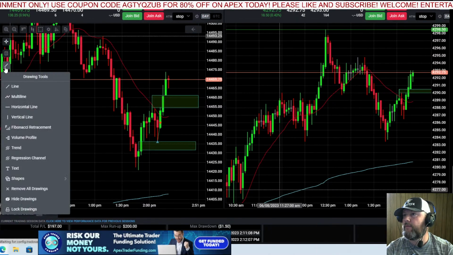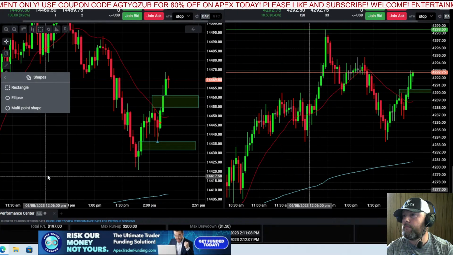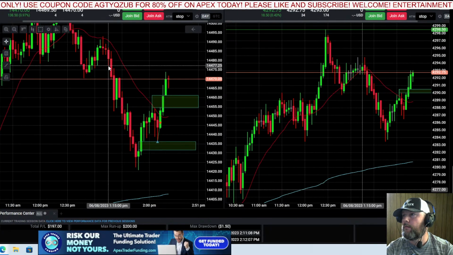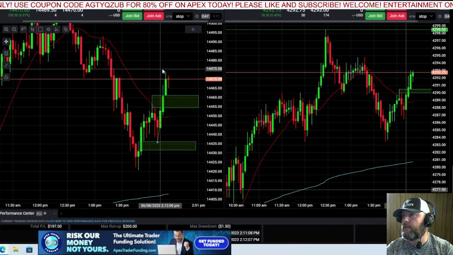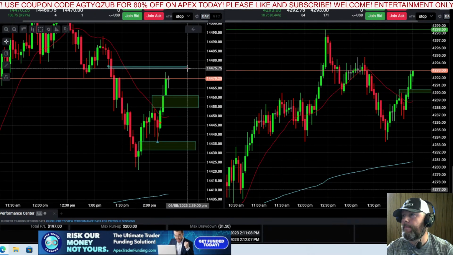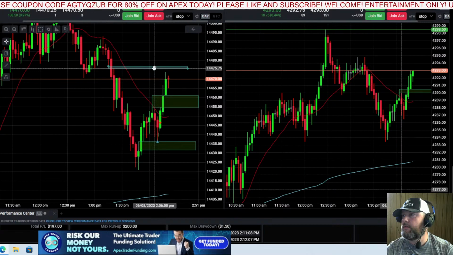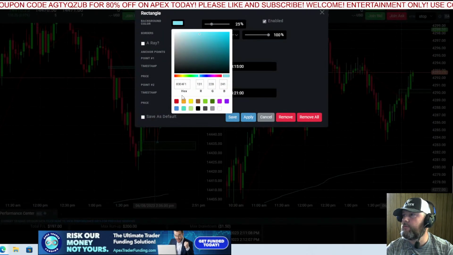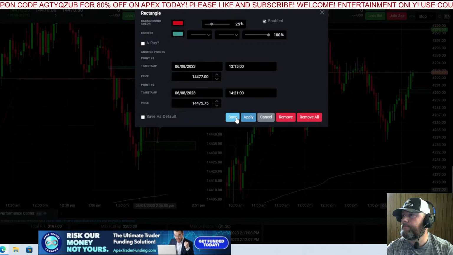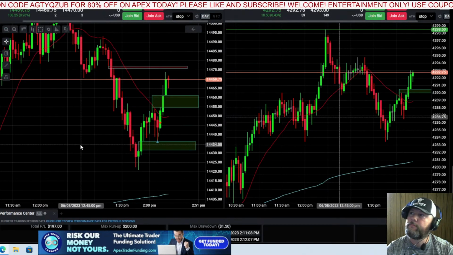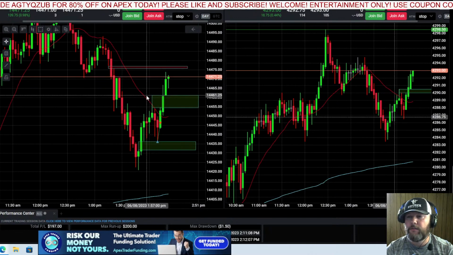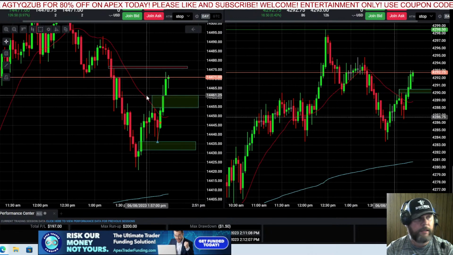You can see we do have that gap kind of right here. Really want it to kind of turn into an inversion gap. Let's trade through it and turn it into some support once we get through it. But first we need our entry. We need to trade back into this gap here that we got outlined.